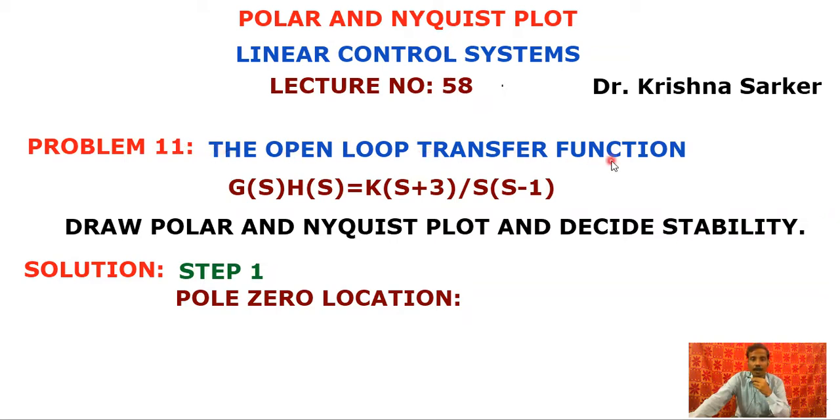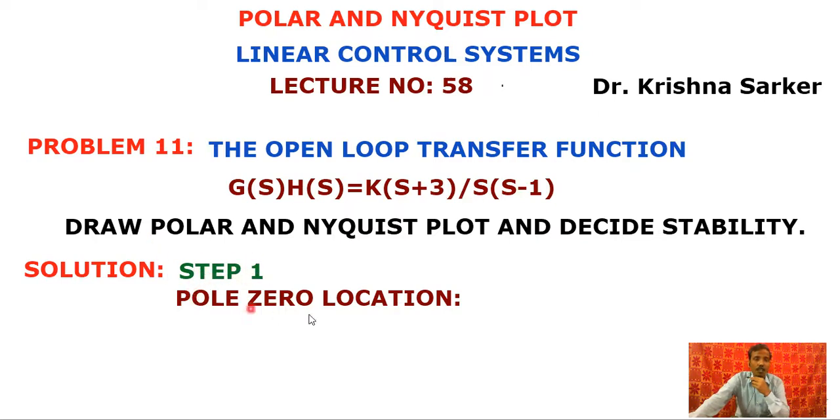The open loop transfer function G(s)H(s) equals K(s+3) divided by s(s-1). Draw polar and Nyquist plot and determine the stability of the system. So our problem, G(s)H(s) equals K(s+3) divided by s(s-1). Determine the stability by using the Nyquist criterion technique.